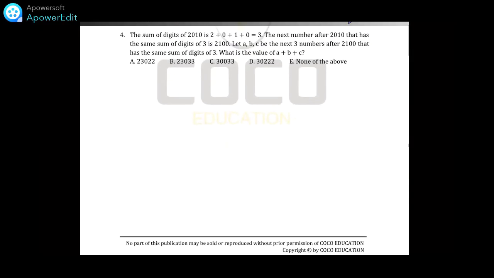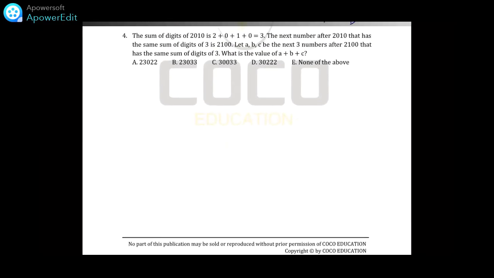Question 4. So the digit sum of the number equals 3. And we want to find the next 3 numbers after 2100 that give us the same digit sum. Now after 2100, the next one that gives us the digit sum of 3 will be 3000.